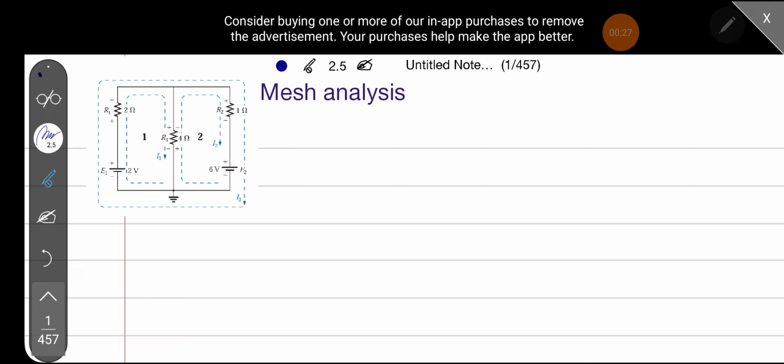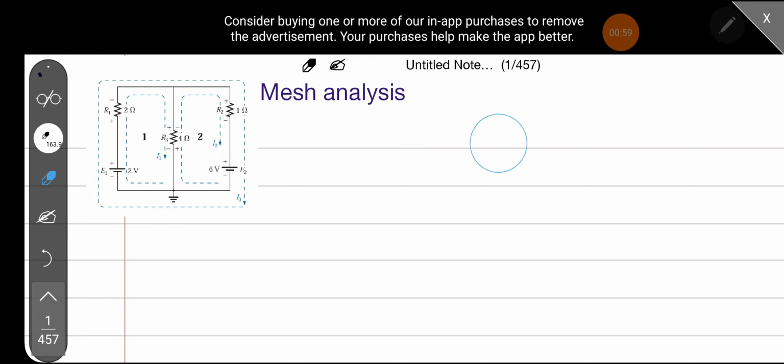In current branch analysis, the polarities of the resistor will be described according to the original current flow in a loop. So here in this case, if we apply Kirchhoff voltage law, according to Kirchhoff voltage law, the algebraic sum of all the voltage rises and all the voltage drops inside a closed loop is equal to 0.